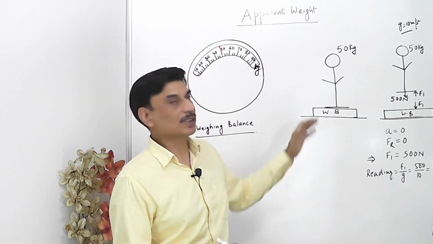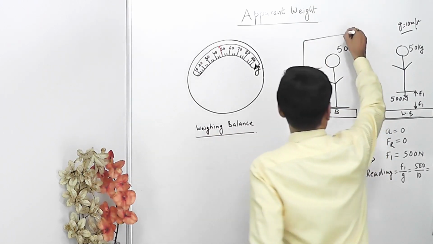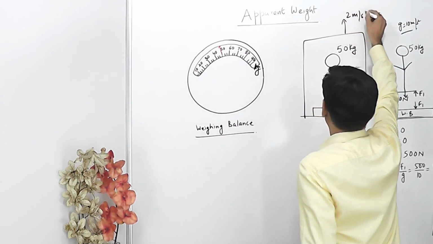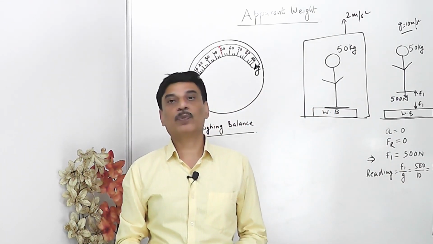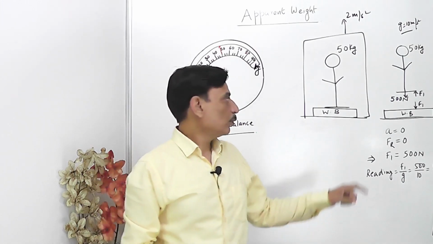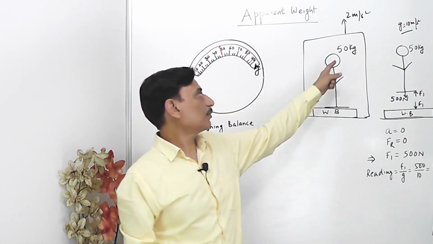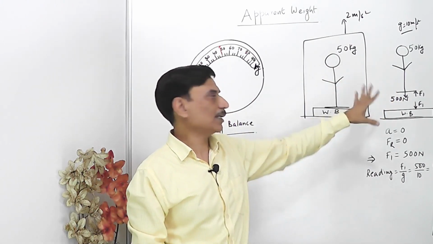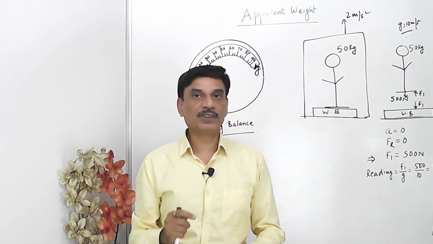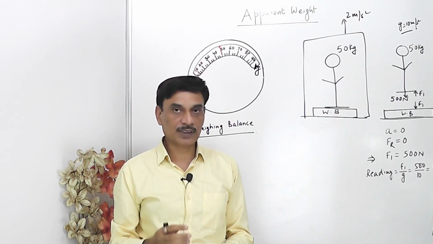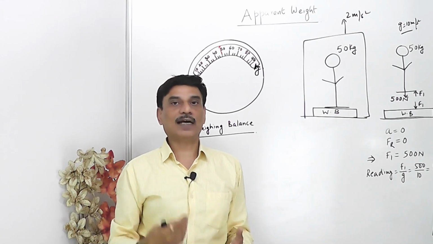Now let's say the same person is in the lift, and this lift is going up with 2 meter per second square upwards. Now we want to see what the apparent weight is, that is, what reading is going to be shown by the weighing balance now. Weight is constant: the weight of this person is 50 into g, with g as 10 meter per second square, so 500 Newton, and there is no change in that. But the reading of the weighing balance may change. Whatever reading is shown by the weighing balance, we will say that is the apparent weight.